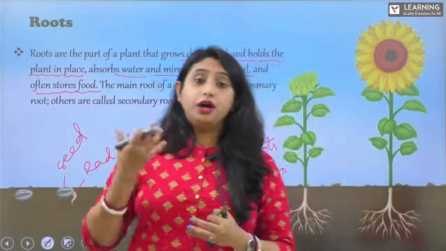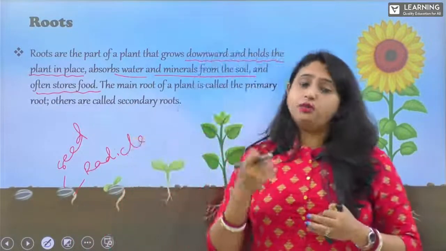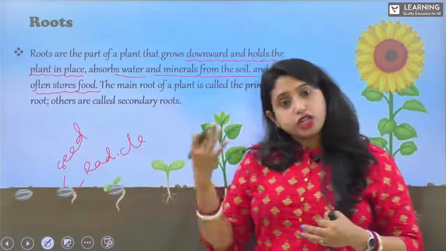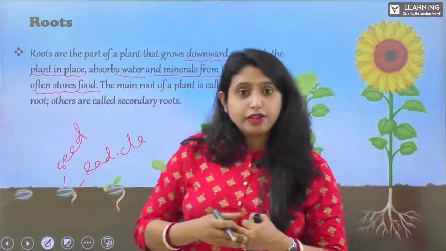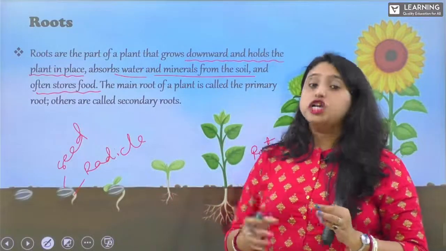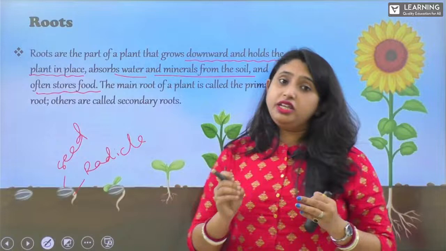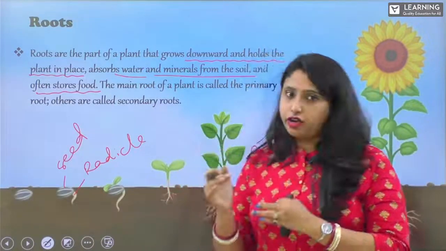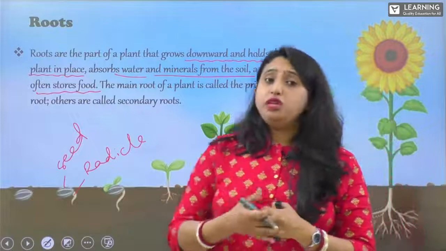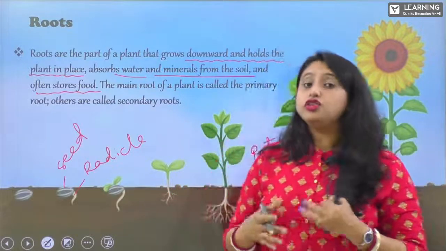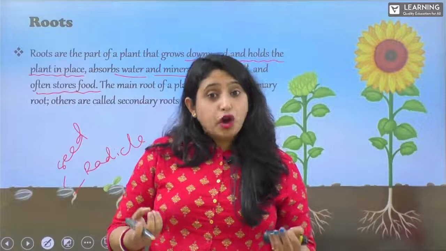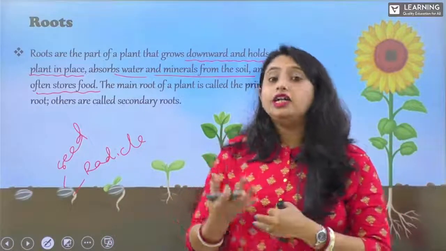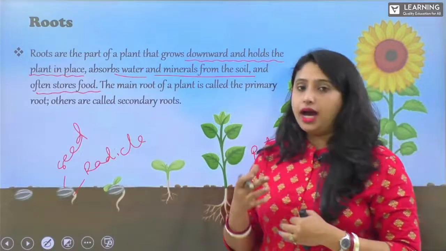You know that the soil contains a large amount of minerals like nitrogen, phosphorus, potassium. All these things are necessary for the growth of the plants. The plants need minerals in the form of macronutrients and micronutrients. So there are different minerals available in the soil. The roots are responsible for absorbing those minerals from the soil. It helps in the growth of the plant.